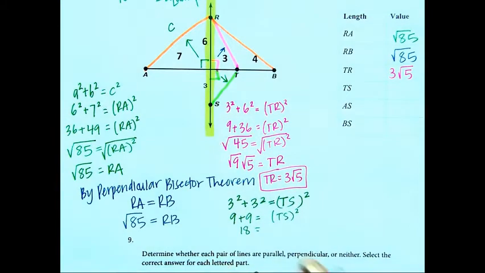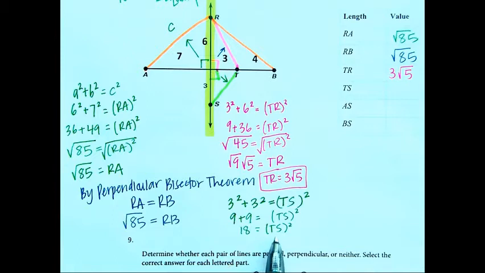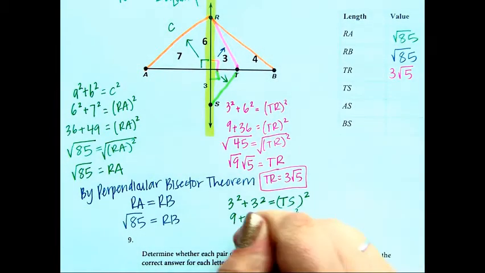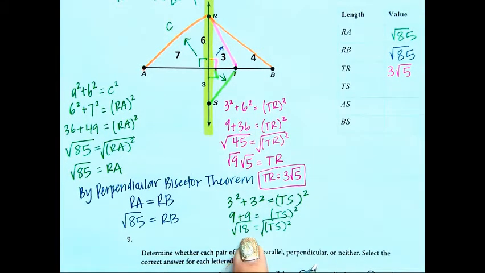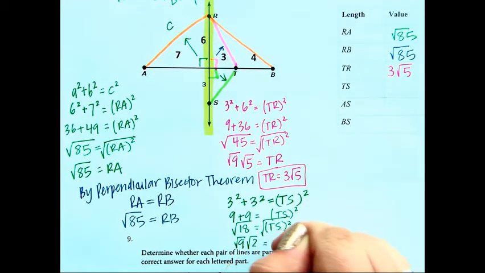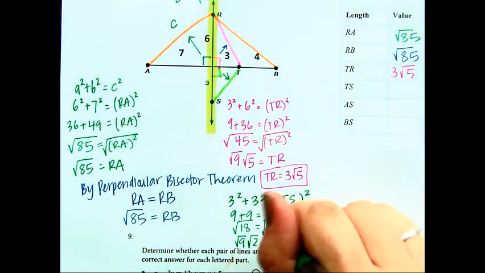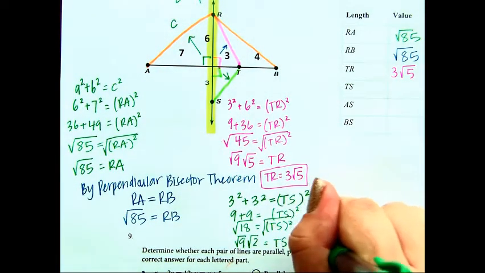18 equals TS squared. So in order to find TS, I need to take the square root of both sides. And 18 I know is 9 times 2. 9 times 2 is TS. So here I know that the square root of 9 is 3. So my answer will be TS equals 3 radical 2. This is going to be my exact answer.